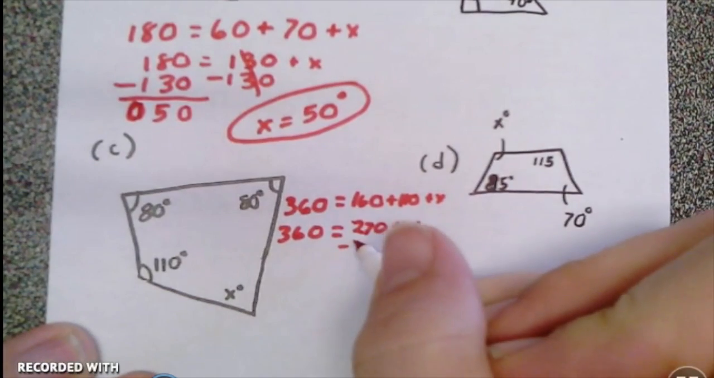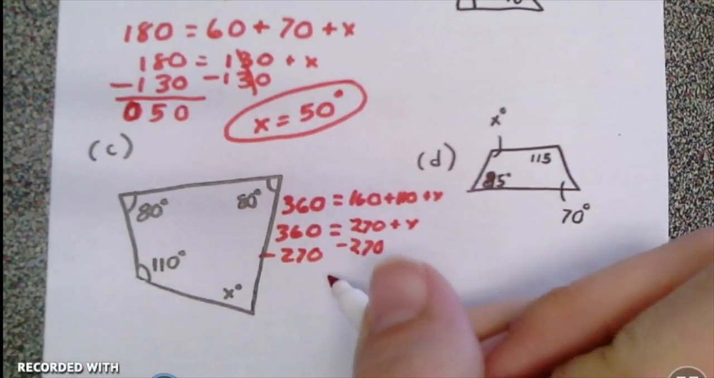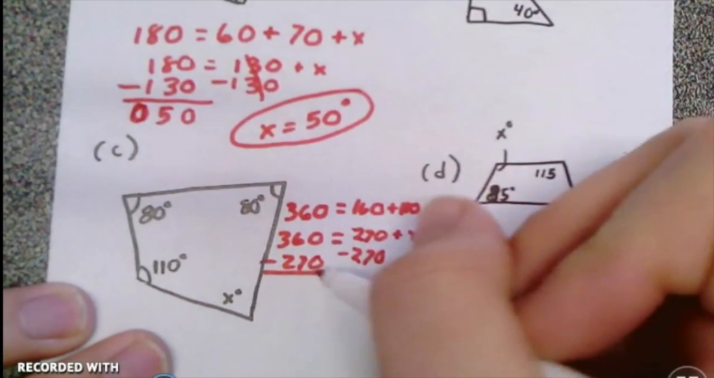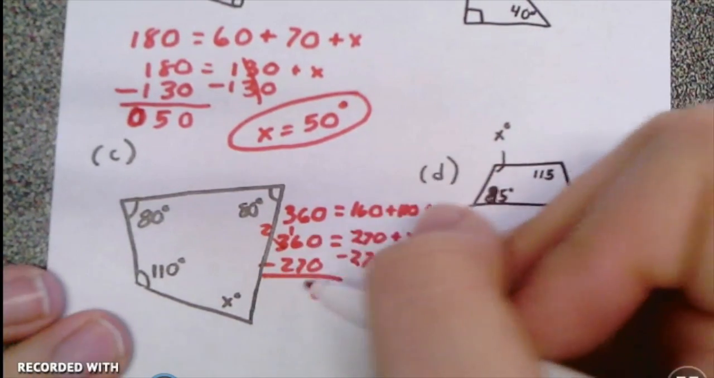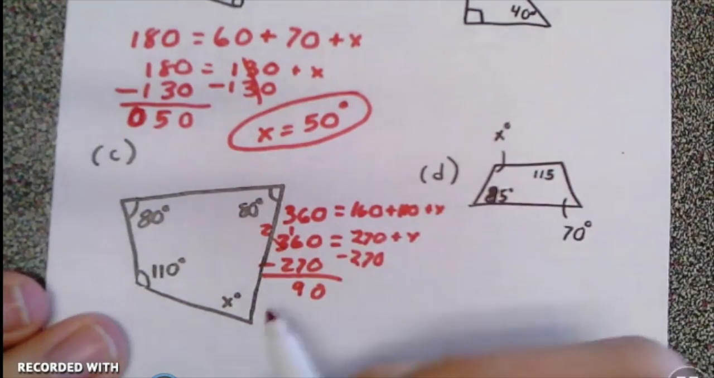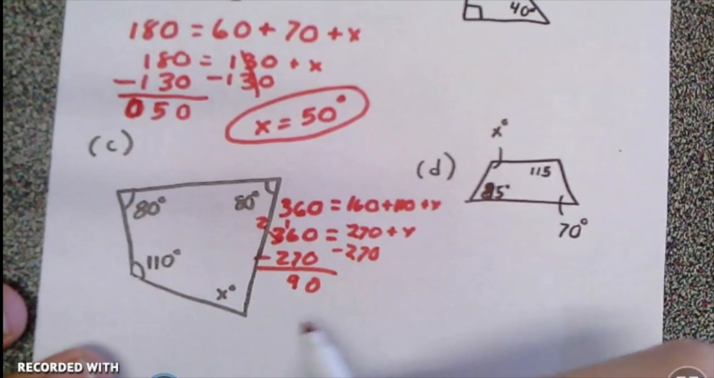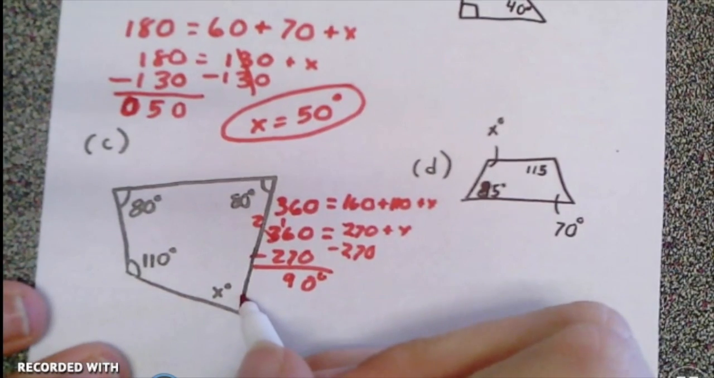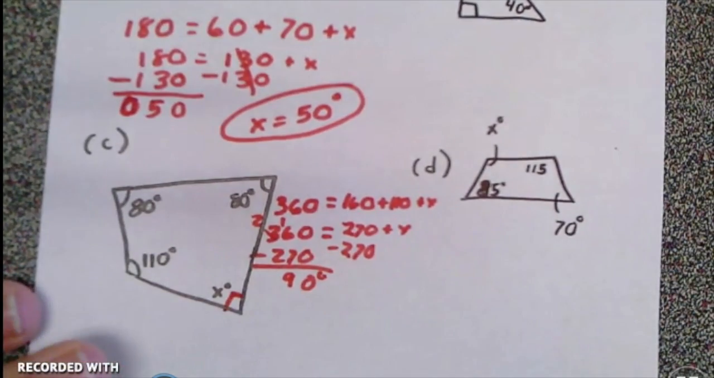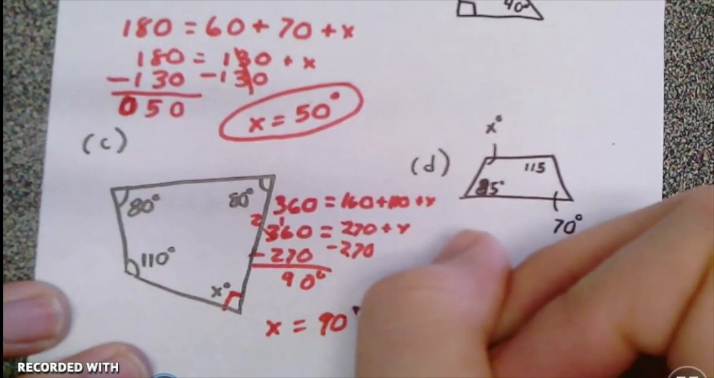I'm going to subtract 270. 0 minus 0. 60 minus 7 is 9. So I get 90 degrees. So, I drew this picture. It's not great, but that should be a 90-degree angle. So we know that x equals 90 degrees.